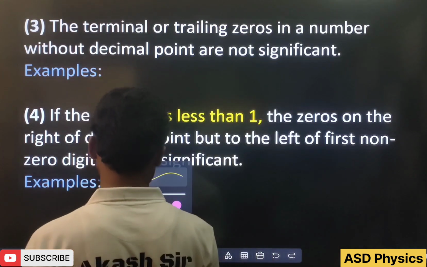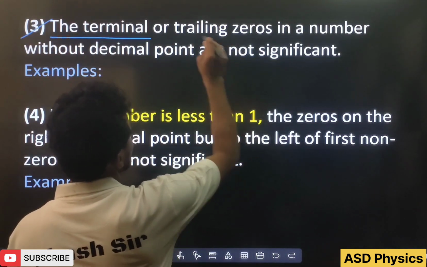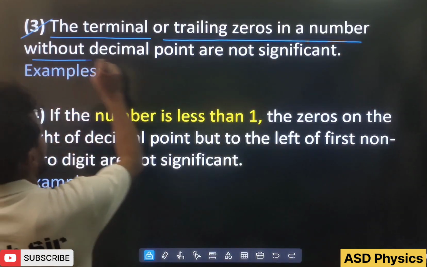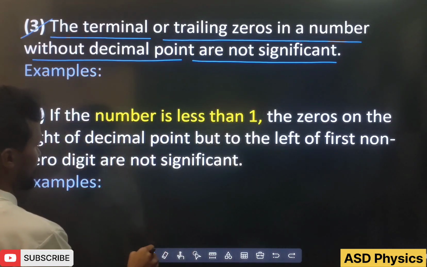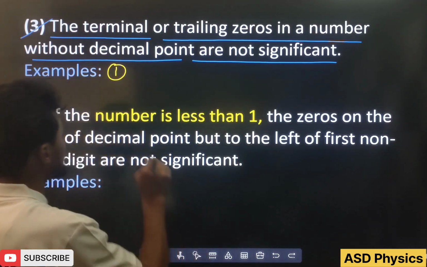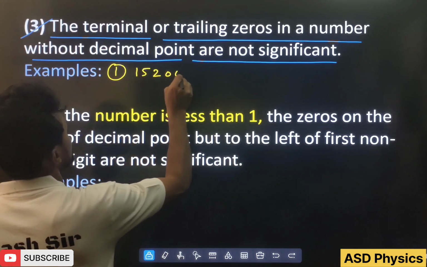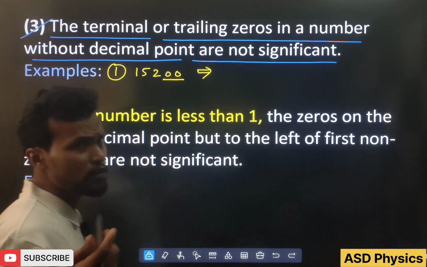Now we can see here the third application. The terminal or trailing zeros in a number without a decimal point are not significant. Okay, and if I talk about the example, students, let's take for example I am writing here 15200. Here the decimal point is not there, no?